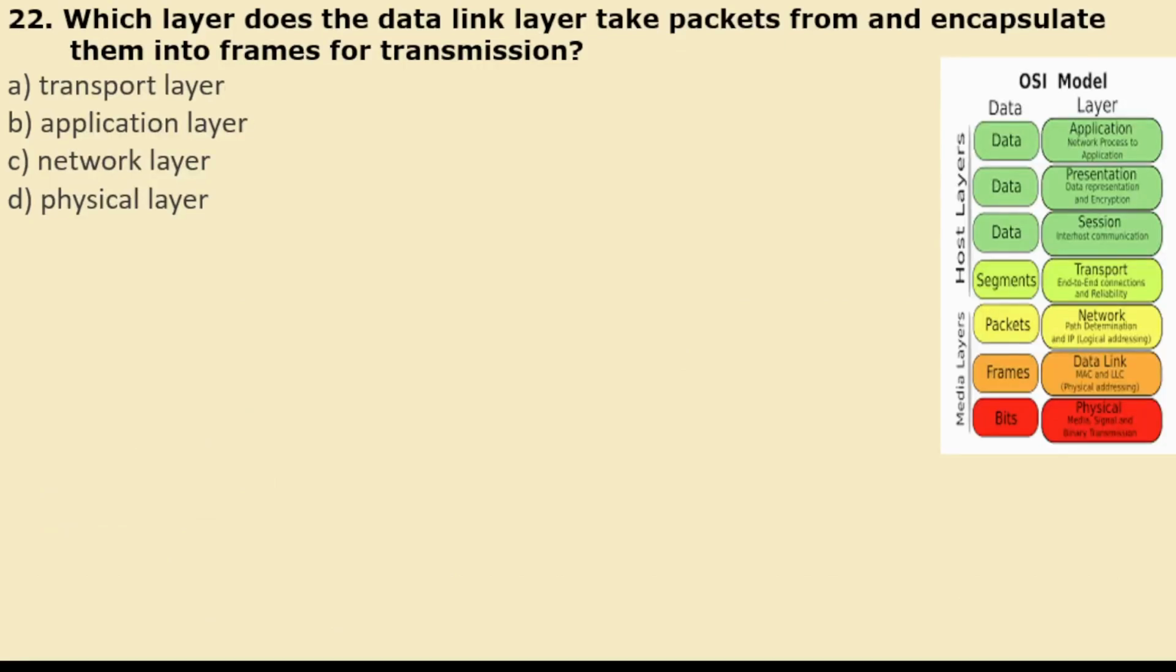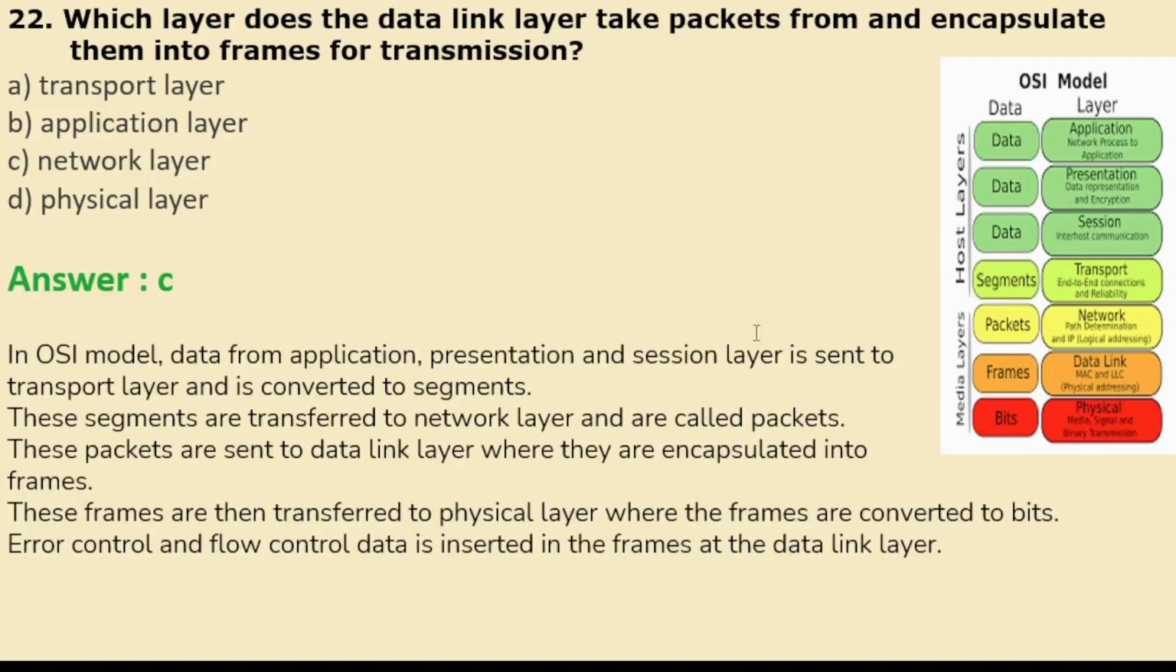Next question is, from which layer does the data link layer take packets and encapsulate them into frames for transmission? A. Transport layer, B. Application layer, C. Network layer, D. Physical layer. Correct answer is C. Network layer.